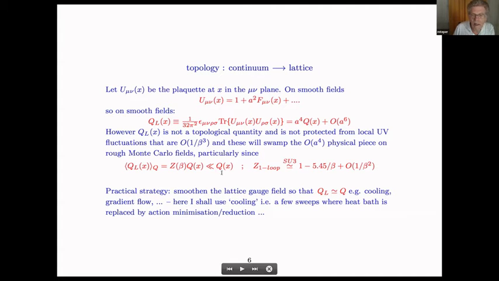However, once we are considering rough fields that have fluctuations in all length scales, the real-world ones, the ones that you produce also on the lattice, since Q is not a topological quantity, it's not protected from local fluctuations. These are inverse powers of beta. So the fluctuation in this quantity will be inverse powers of beta. The physical quantity you're interested in is order a to the 4th, which is exponentially small in beta, so the fluctuations will swamp the physical piece.